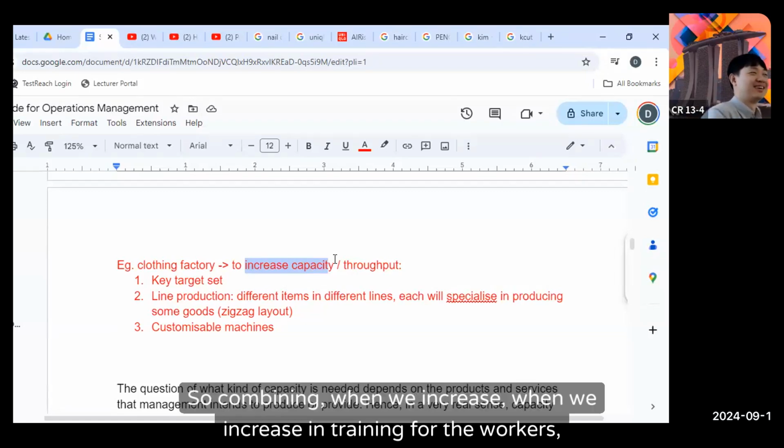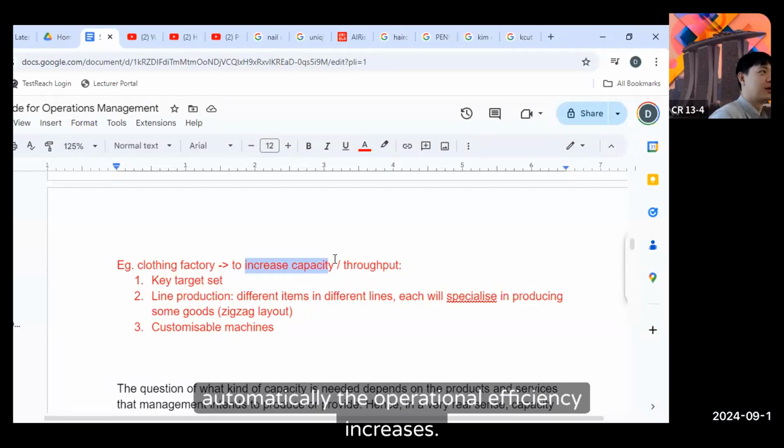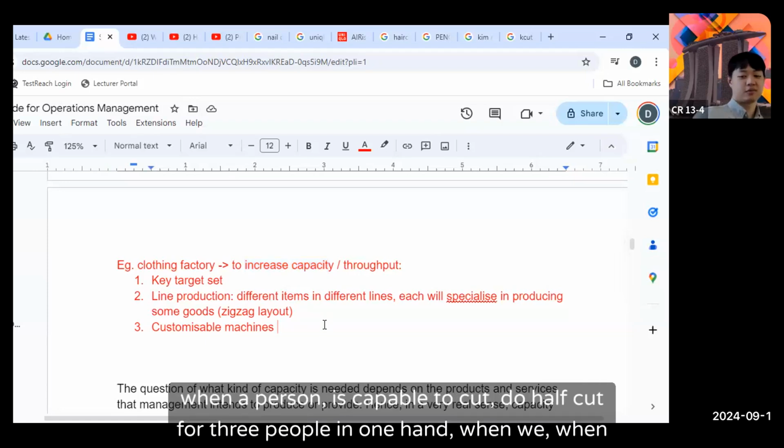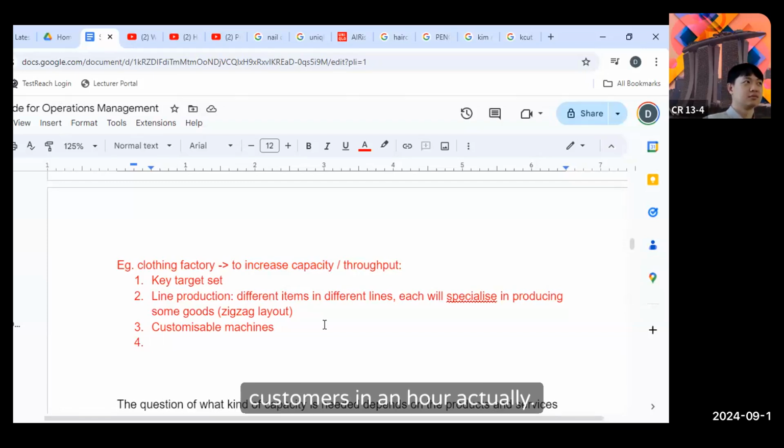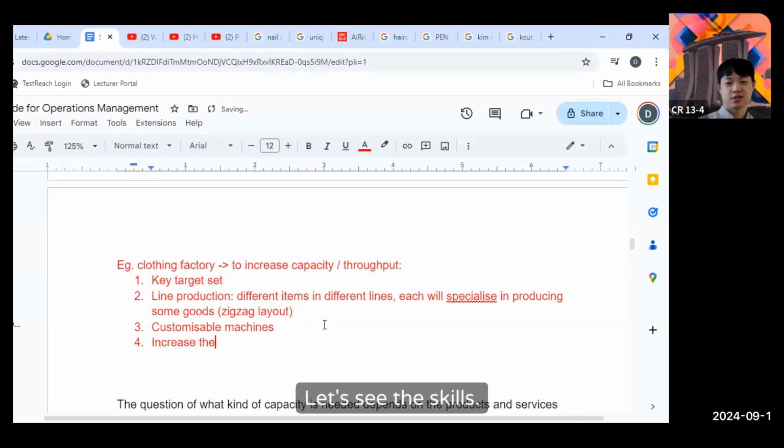When we increase training for the workers, the operational efficiency automatically increases. When a person is capable of doing haircuts for 3 people in 1 hour, and is completely equipped with more efficiency, he can automatically cut 4 to 5 customers in 1 hour. So automatically it increases the capacity. So increase the efficiency of workers through training.